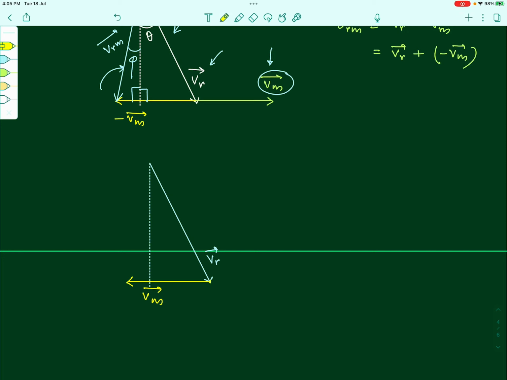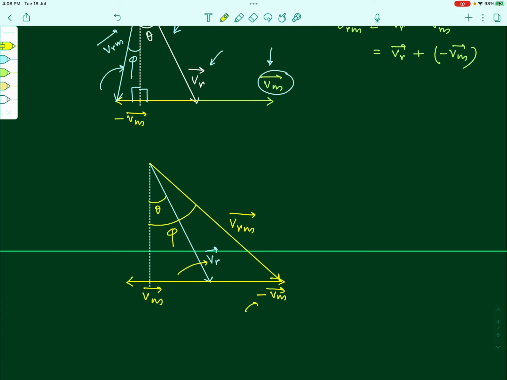In this case, understand that when we draw minus VM, it will come like this, minus VM. And then when we try to add VR with minus VM, the vector will come out like this, isn't it? Which is a much more inclined vector in comparison to the first one. So initially the rain was inclined at an angle theta with the vertical, but as seen by the man, the angle of inclination further increases.